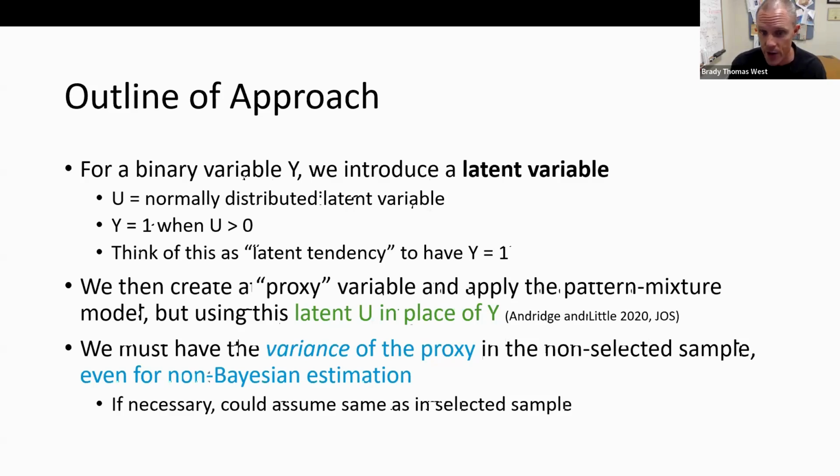We then create a proxy variable, like we talked about, fit a regression model to the observed data in the selected sample, a probit regression model specifically, and compute our proxy variable, which are basically predicted values for the link function used for the probit. And we use that latent variable U in place of Y in the actual pattern mixture model. So we have our proxy, and then we have that underlying latent variable U. We also have to have the variance of that proxy in the non-selected sample, even if we're using non-Bayesian estimation. So I'm going to talk about a Bayesian estimation approach, but to compute these measures of bias for proportions, we need a way of computing the variance of that proxy variable for our non-selected sample. One thing we could do is assume that the variance of that proxy variable is the same in our selected sample as it is in the non-selected sample. So I'll talk about how to go about that.